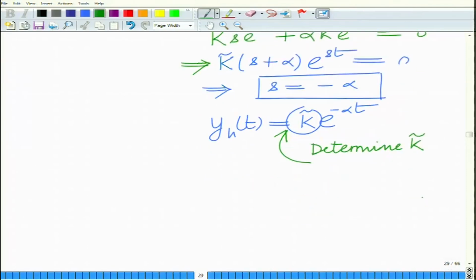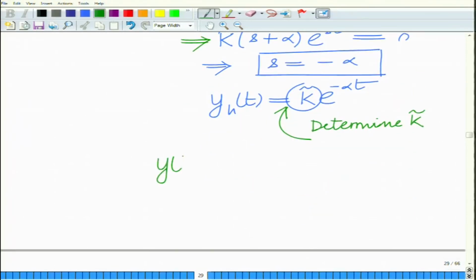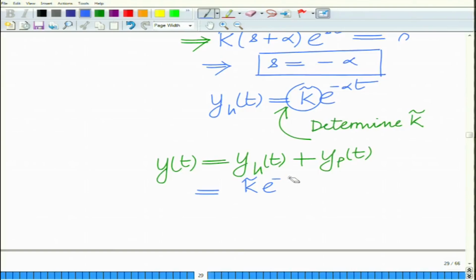And that can be done as follows. We have y(t) equals y_h(t) plus y_p(t), homogeneous solution plus particular solution. So, this is k tilde e power minus alpha t plus c over alpha minus beta times e raised to minus beta t.